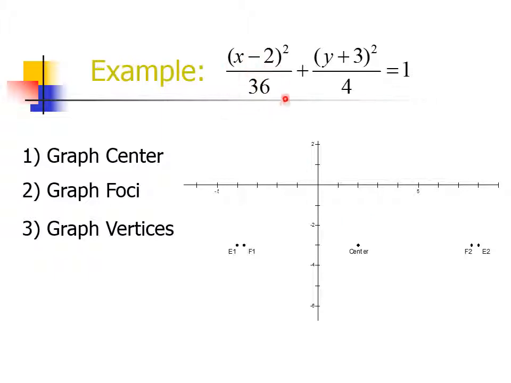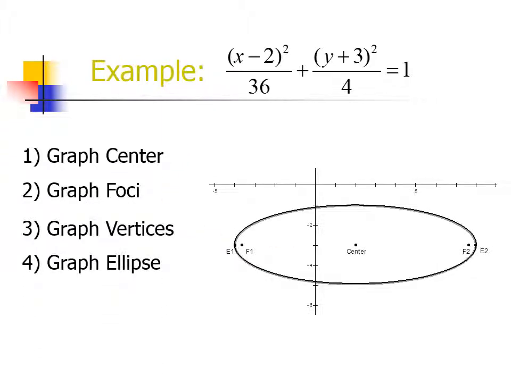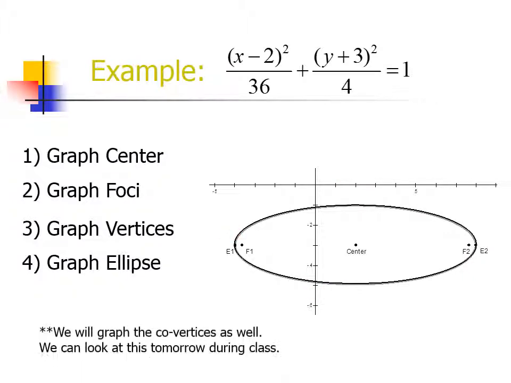Next, we want to graph our vertices. Take the square root of the larger denominator. That number is 6. Again, because this ellipse is oriented horizontally, we want to move 6 units in the horizontal direction from center. The vertices here are listed as E1 and E2. Next, you want to try to draw a smooth curve, as smooth as you can. I'm not going to grade you on your artistic ability to create that ellipse.